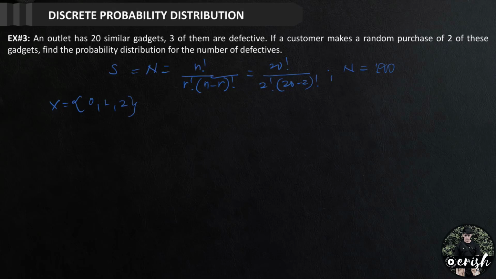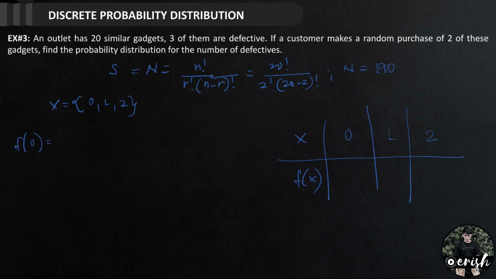So, ang X natin is equal to 0, 1, and 2. And for the probability distribution, ito ang ating table. This is 0, 1, and 2. For f of 0, or we can write this as the probability of the random variable value na 0. To find the probability, ang total number natin na sample points ay 190. Since dun sa 20 similar gadgets natin, 3 lang yung defective.